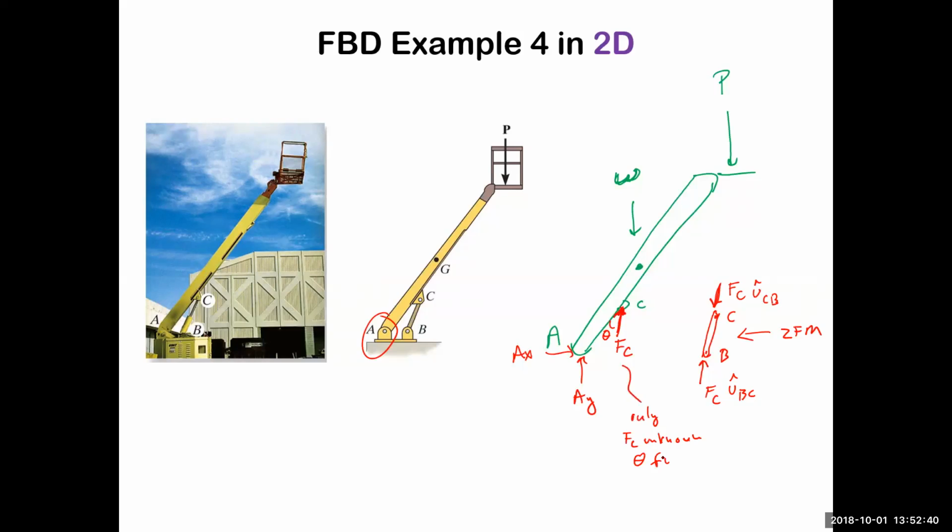Theta could come from the geometry of the orientation of BC. So theta is not unknown. So that's a two-force member, and that means we only have three unknowns on this force. Three unknowns is the maximum number of unknowns you can have in a 2D problem, right? So that's how we can actually solve this.